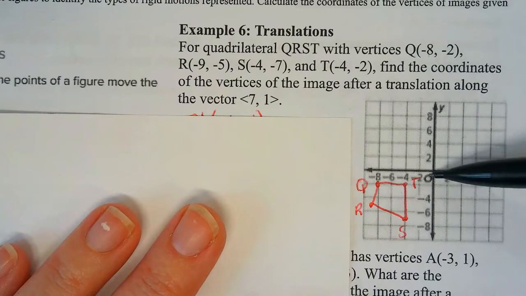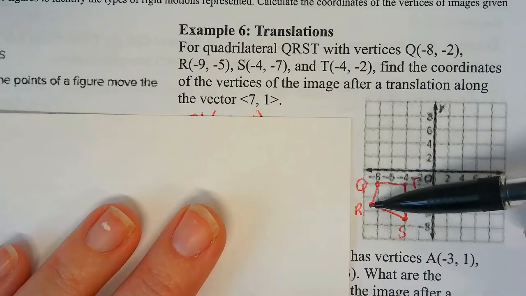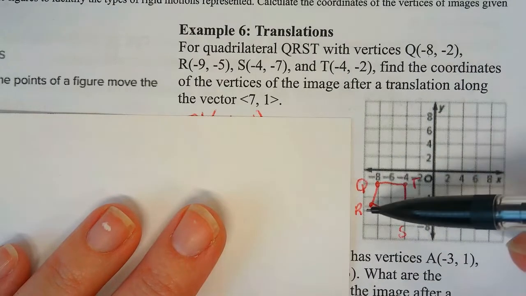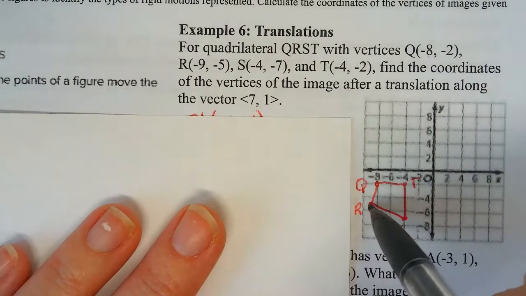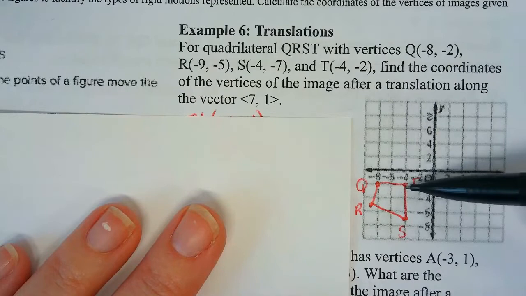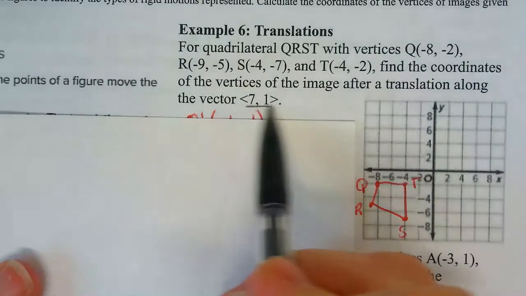So -8, -2, left 8, down 2, -9, -5. This is going by 2, so -9 is in the middle. -5 is also in the middle of 4 and 6. -4, -7 for S, and then T is -4, -2. It's wanting me to translate with this vector.